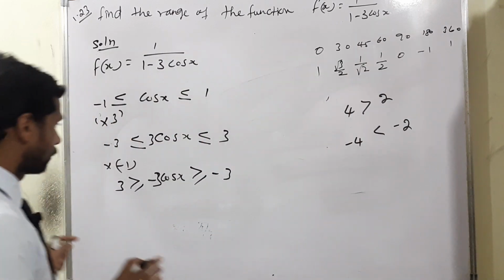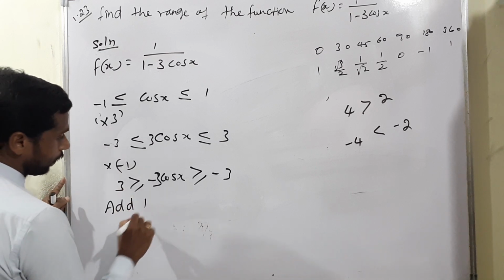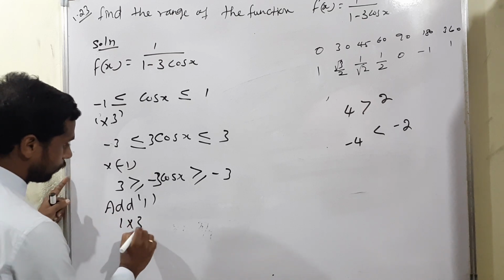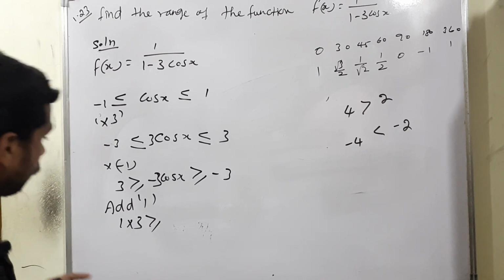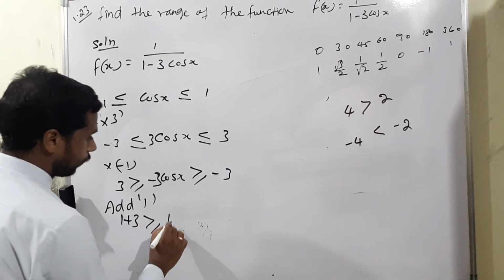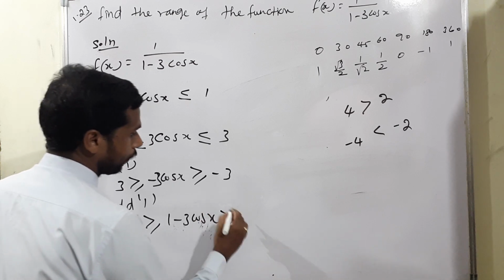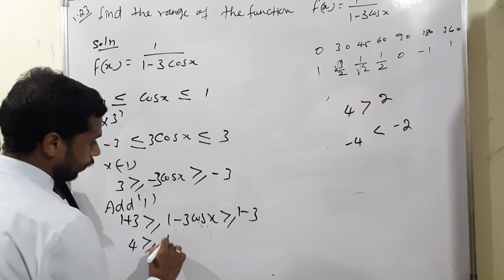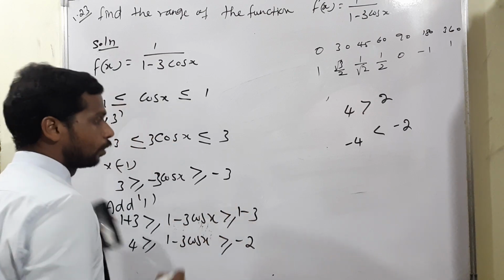Okay. Now the next step, we need to add 1, isn't it? So add 1. Add 1 means 1 plus 3. So 1 plus 3, 4 greater than or equal to 1 minus 3 cos x, again greater than or equal to 1 minus 3, which is equal to minus 2.